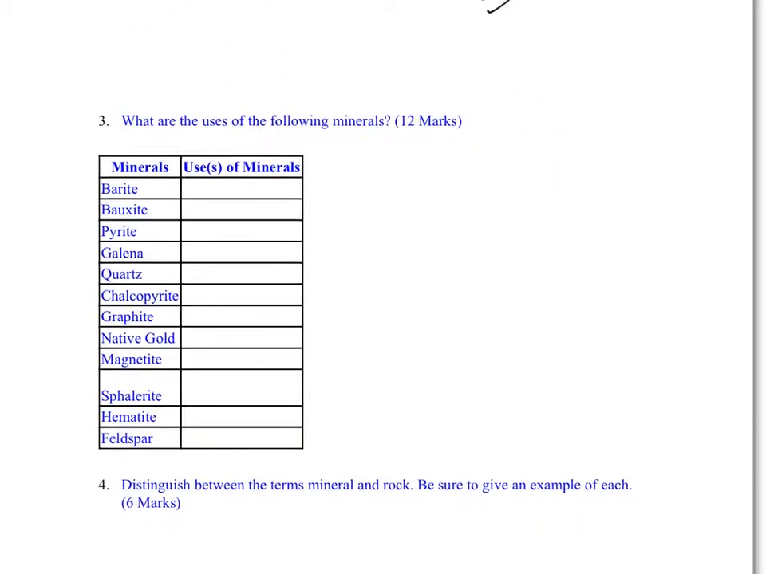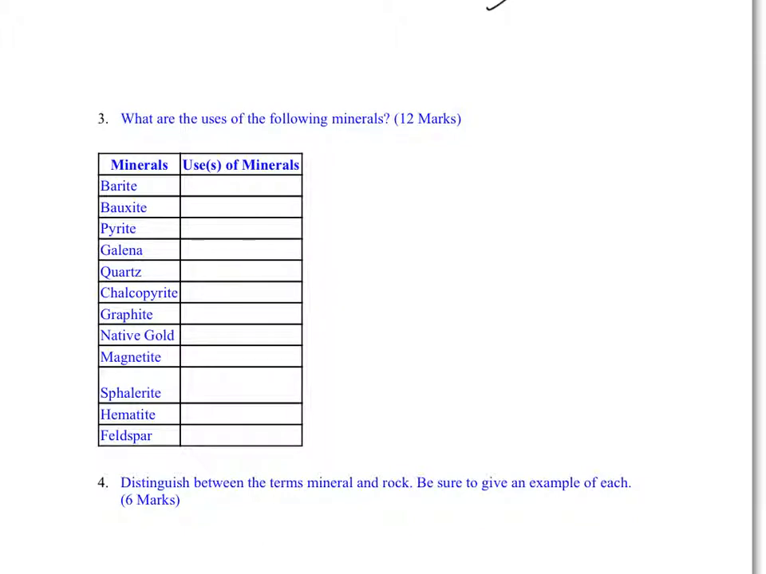In terms of the uses of the following minerals, well, barite is used for drilling mud. Bauxite is an ore of aluminum. Pyrite is an ore of iron. Galena is an ore of lead. Quartz is used to make glass products. Chalcopyrite is an ore of copper. So, for example, copper wiring.